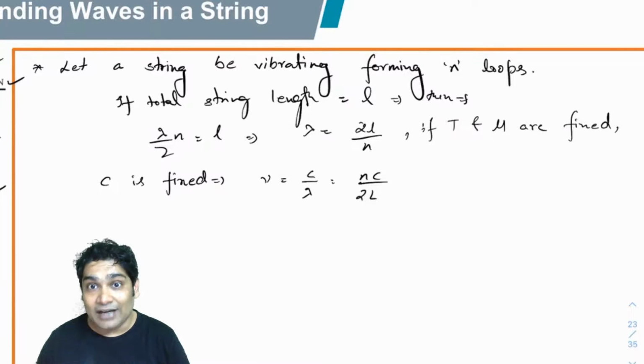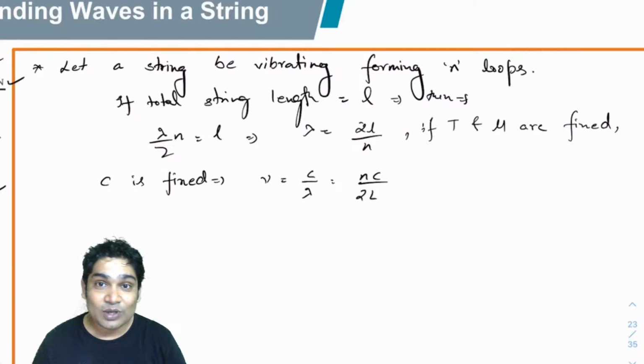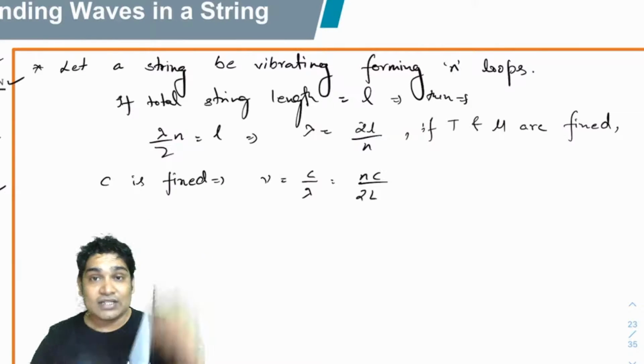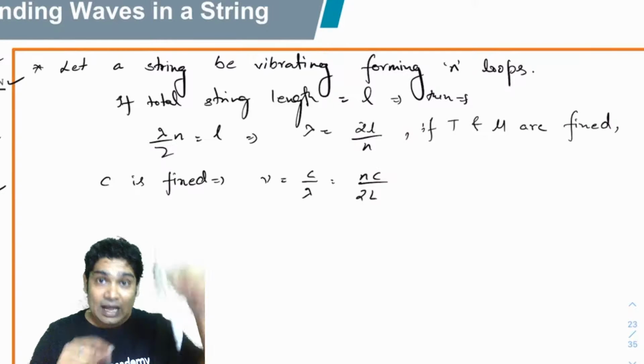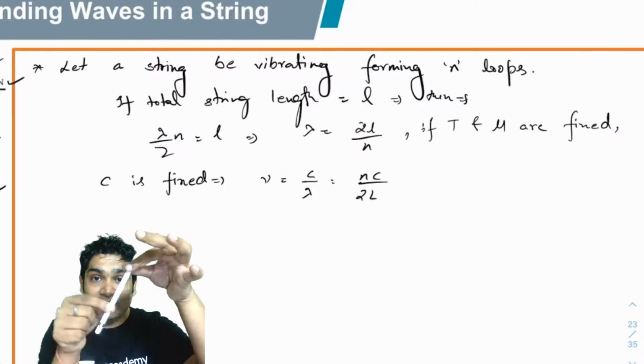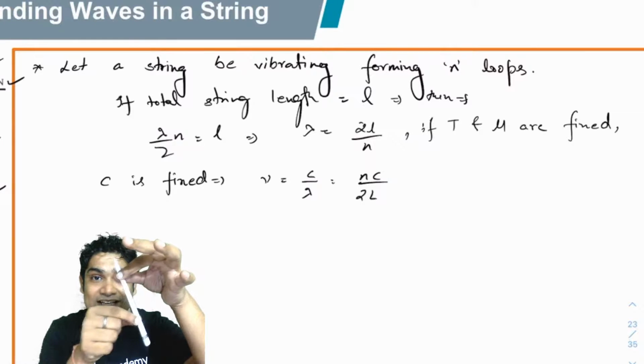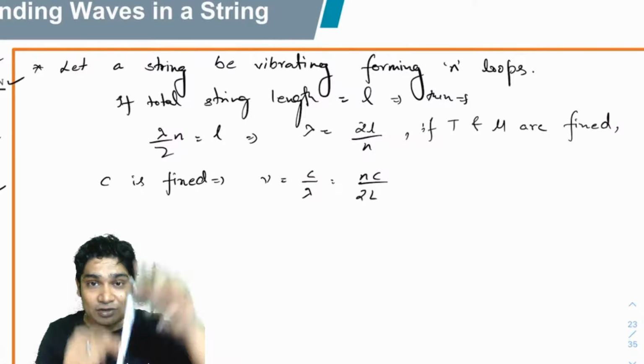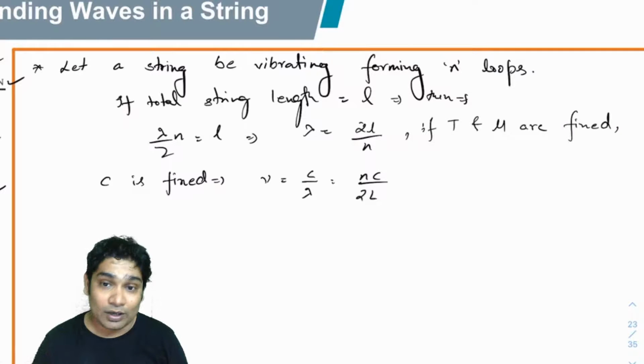In SHM I did not talk about forced oscillations. If something is naturally disturbed and left, then it vibrates with the frequency which is called its natural frequency. I can make it move with some different frequency also. This is forced oscillation. So this does not happen with natural frequency. This will happen with any frequency that I want.